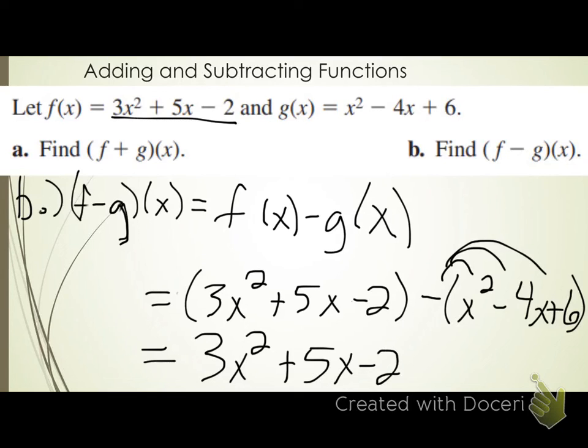What's happening to all the signs in this set of parentheses if I'm multiplying by negative 1? Just changing all the signs. So positive x squared becomes negative x squared. Negative 4x becomes positive 4x. Positive 6 becomes negative 6. Any confusion?